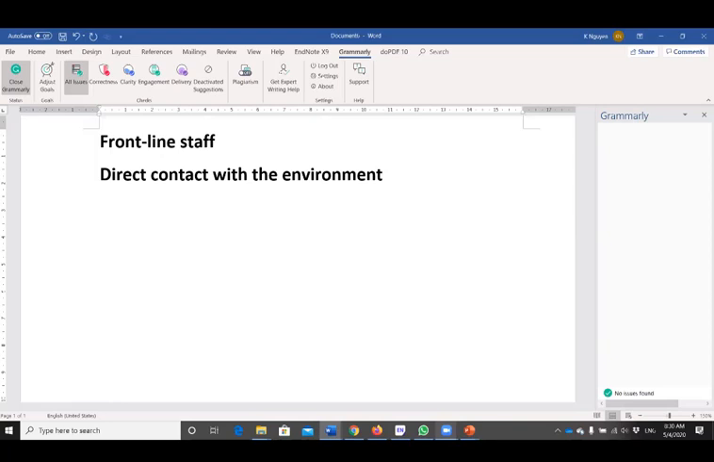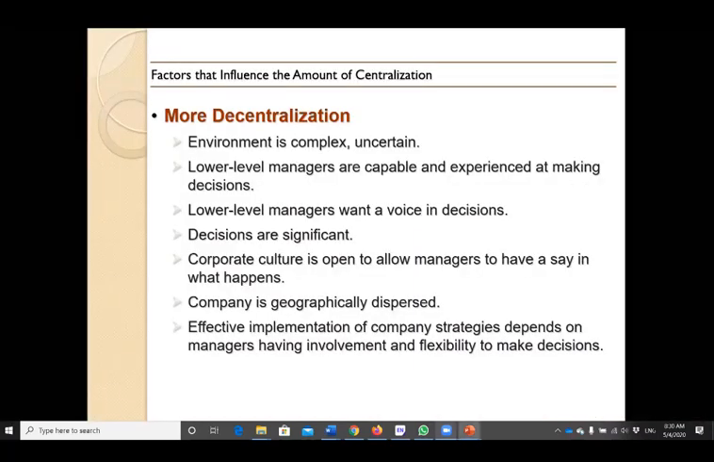Right. And they can get information from the environment, from the market, very quickly. And that information will be very useful for the decision-making process. So in this involvement of the lower level managers, right? And in other cases, lower level managers are capable and experienced at making decisions. And of course, because they are good at that, why not involve them? Or if they want to have a say, you may want to give them a chance to say, right?